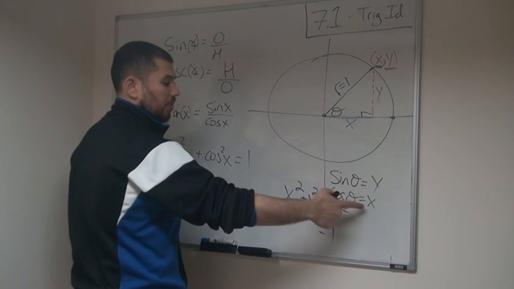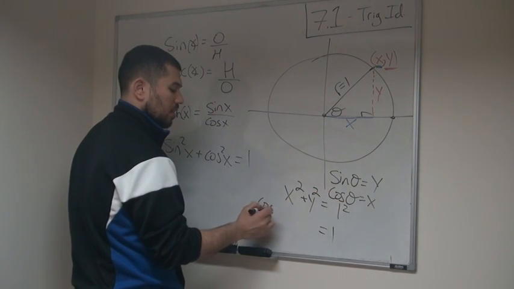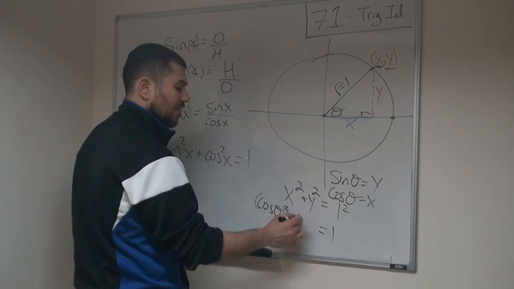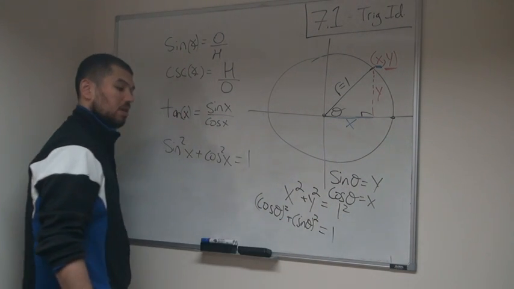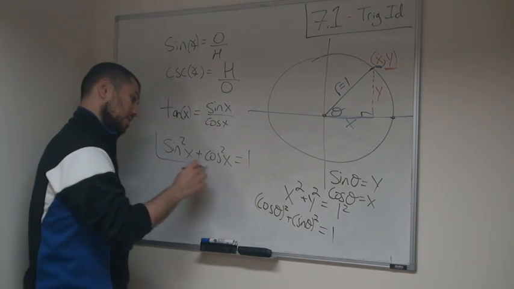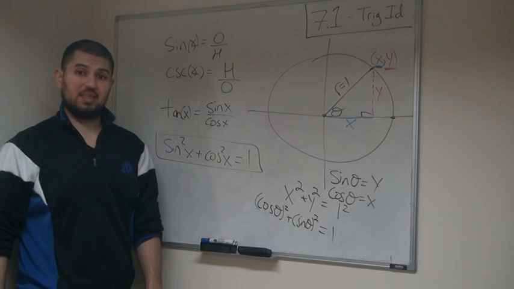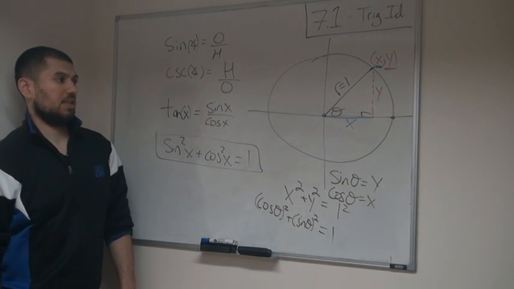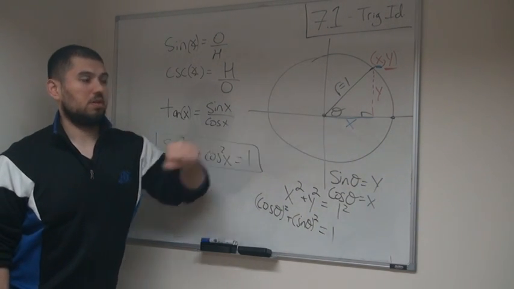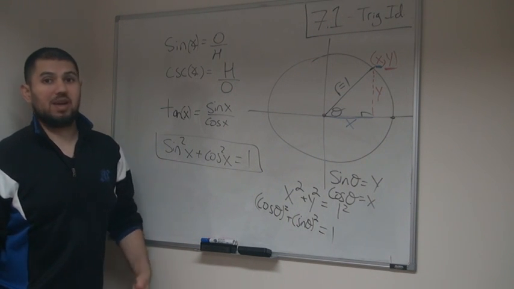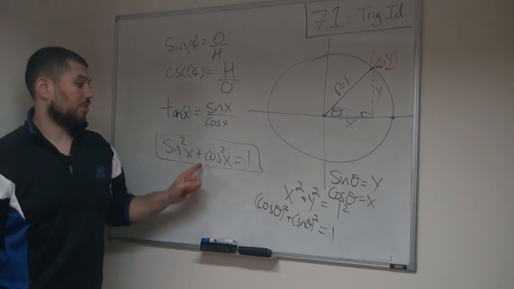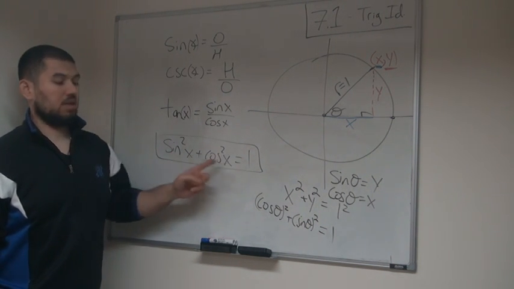x squared, well, another way of saying x is cosine of theta. So I have cosine of theta squared plus y squared, which is the sine of theta squared. Well, if I rewrite this as cosine squared theta plus sine squared theta equals 1, that's my trig identity, my Pythagorean trig identity. So this Pythagorean identity comes from the unit circle. It comes from drawing out a right triangle in the unit circle. You're not responsible for the derivation usually. You are responsible for understanding this formula.